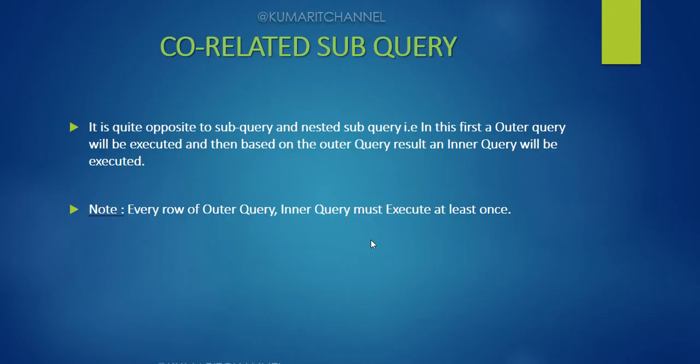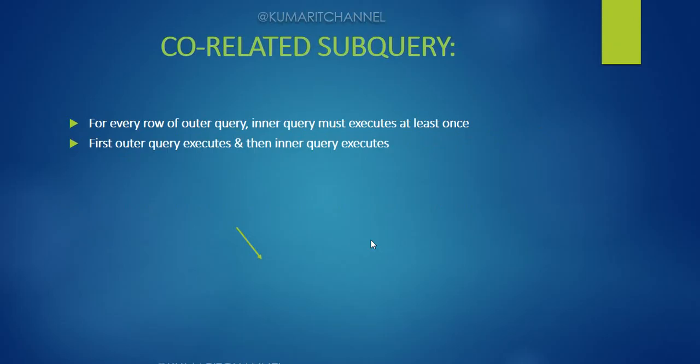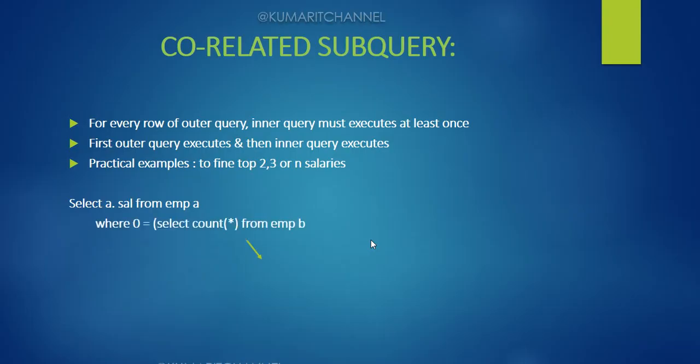If you are using a subquery, how many subqueries do you need to write? 15 subqueries. What is the maximum that a condition has? 15; more than that you cannot write. That's where correlated subqueries come into the picture, which minimizes the query you are writing. For every row of the outer query, the inner query must execute at least once. First the outer query executes, then the inner query. So if you want the top two salaries, third salaries, or n salaries, the top 50, top 10, top 5, you can use this.